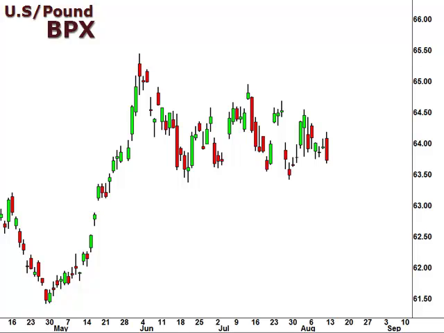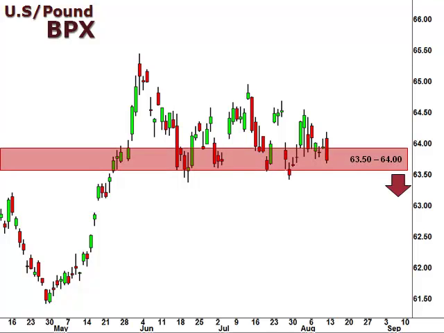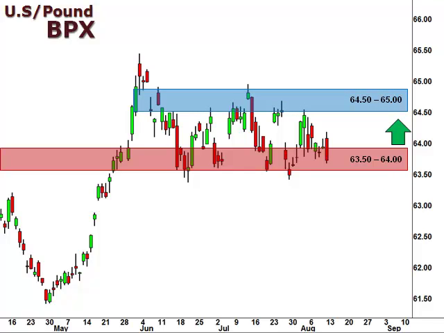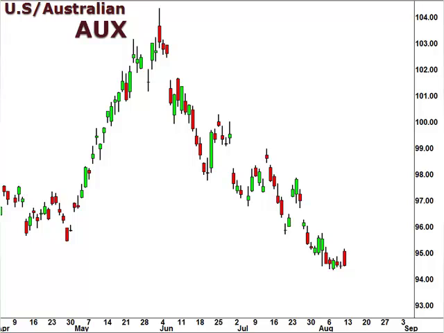Let's take a look at the U.S. dollar versus the British pound as seen here in the ISC FX Options pair value BPX. 63.5-64 continues to act as support, and a break below 63.5 opens the window for a drop lower. A reversal and subsequent break above 64 triggers a trade higher with 65 as resistance.